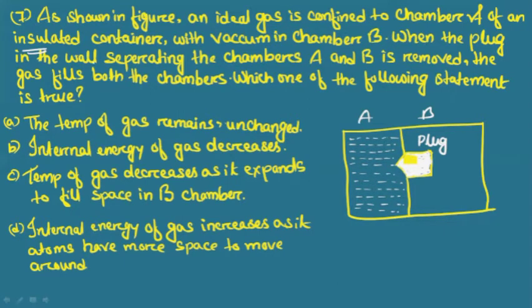Now you see, when the plug in the wall separating the chambers A and B is removed, means this particular plug is removed, the gas fills both the chambers, right? Means the ideal gas, the molecules will what? From here they will move to the other side. So you have to see out of these four statements, which statement is correct. So here you see the first statement is that the temperature of gas remains unchanged. Second is internal energy decreases. Third is temperature decreases as it expands to fill space in B. Fourth is internal energy of gas increases as its atoms have more space to move.